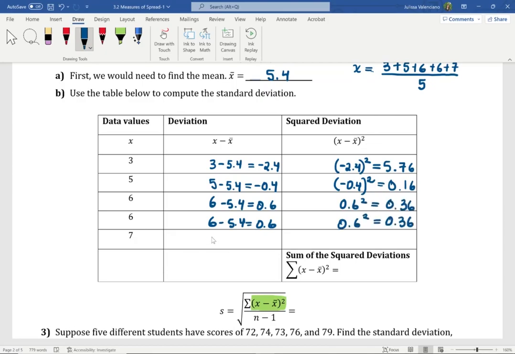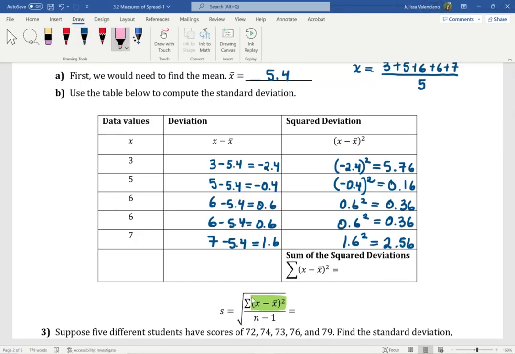The last x value we have is 7. So we have 7 minus 5.4, which is equal to 1.6. We need to square this value. 1.6 squared is equal to 2.56. We are done computing x minus x bar squared for each of the data values.